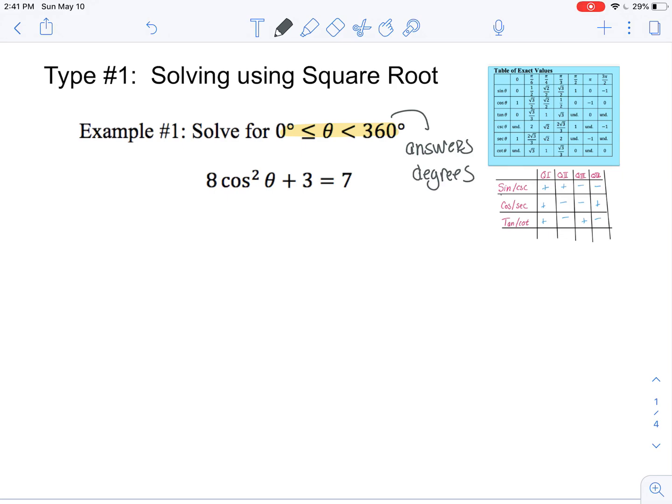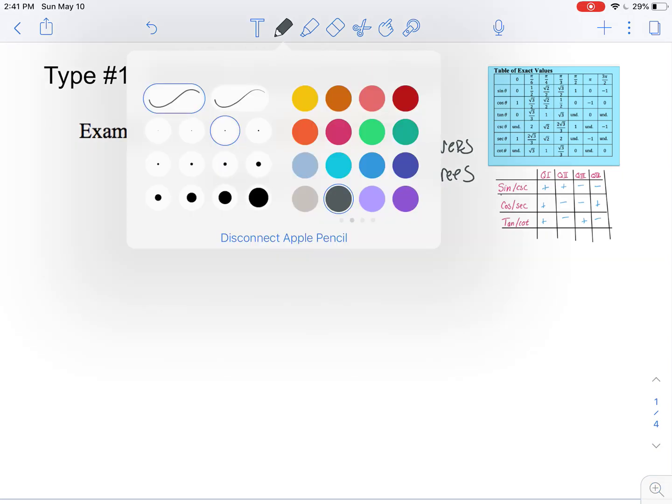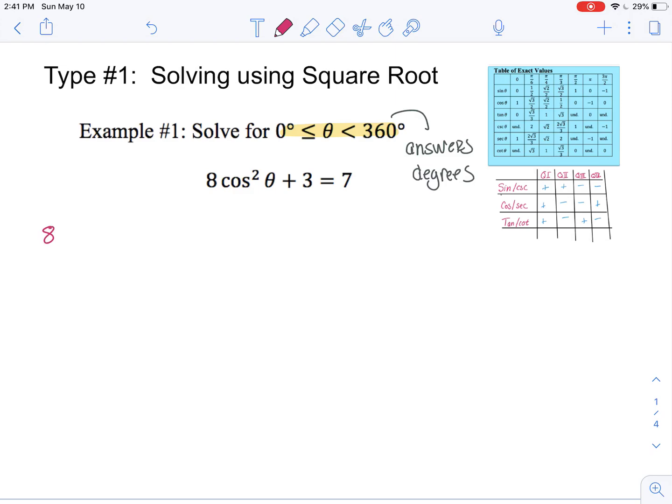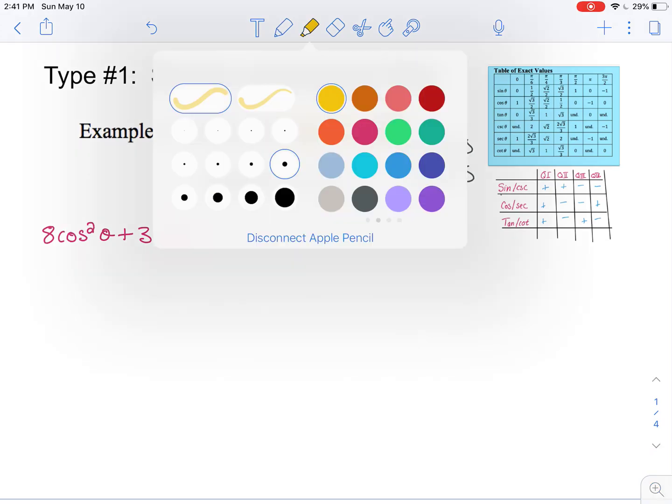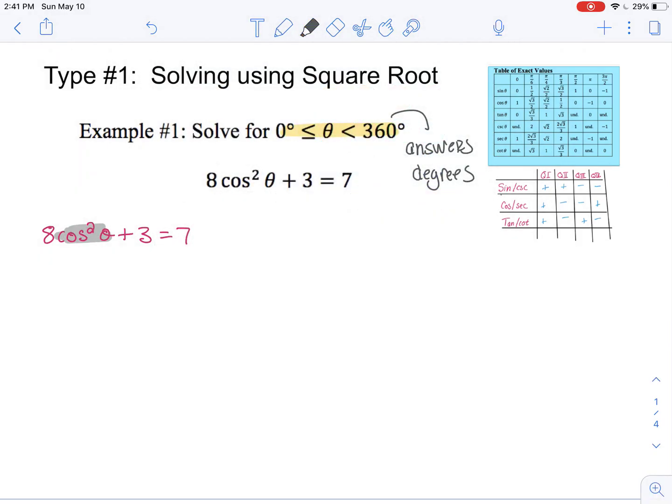First thing I want to do is get the cosine squared by itself. So I'm going to rewrite this. So I have 8 cosine squared theta plus 3 equals 7. I want to get the cosine squared by itself. So I'm isolating that. So I'm going to subtract 3 and divide by 8. So I end up with cosine squared theta equals 1 over 2.